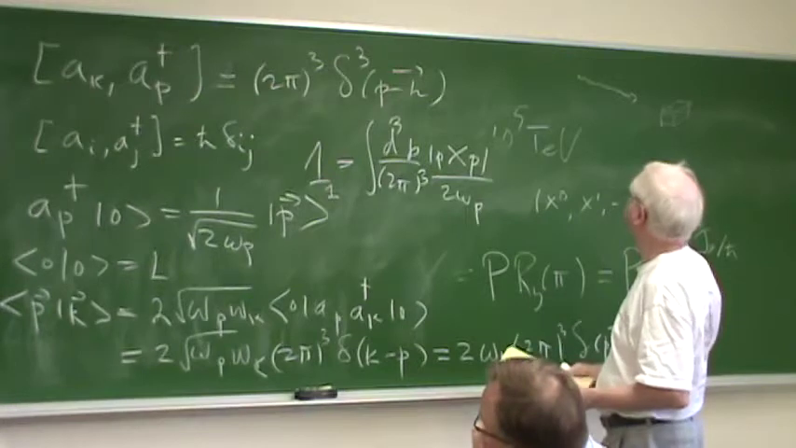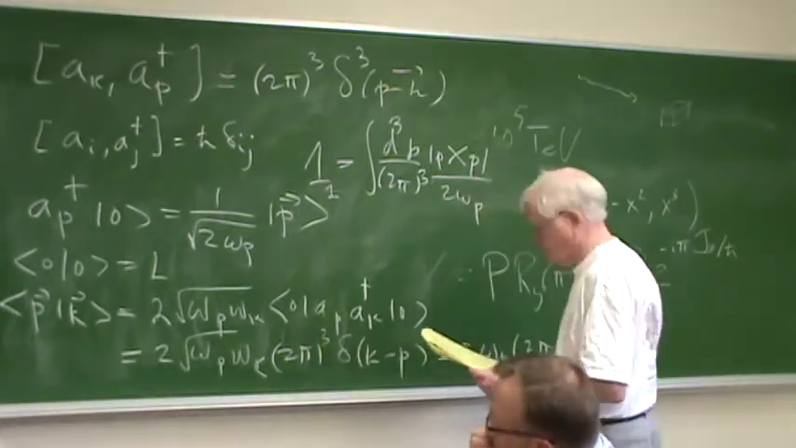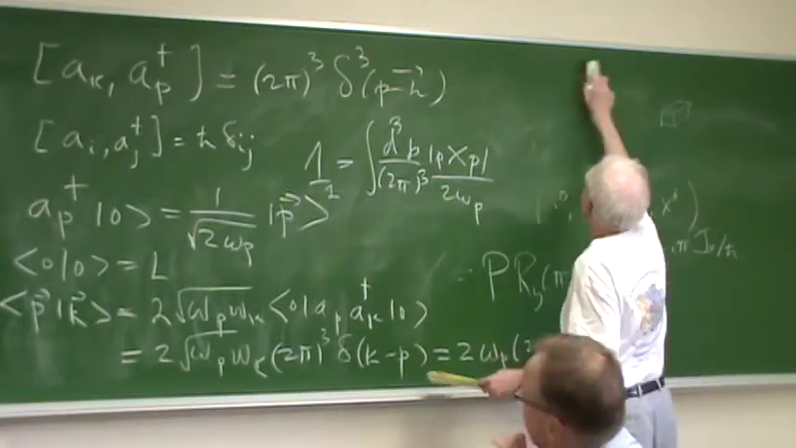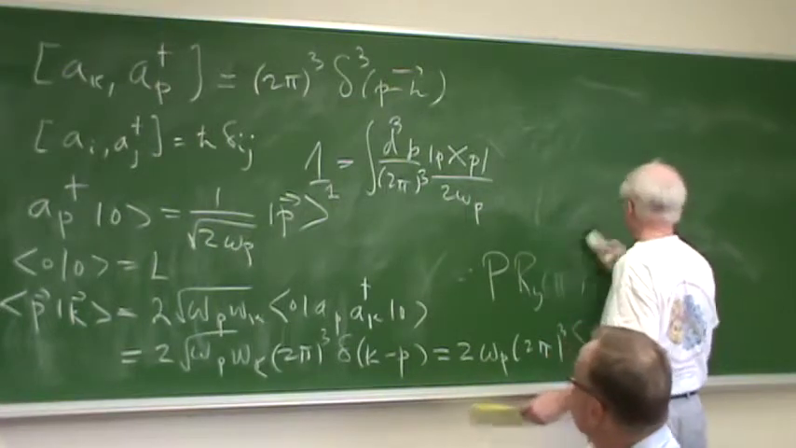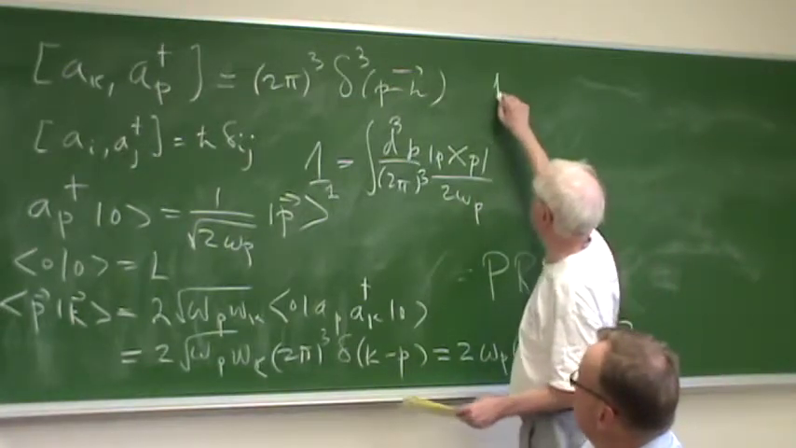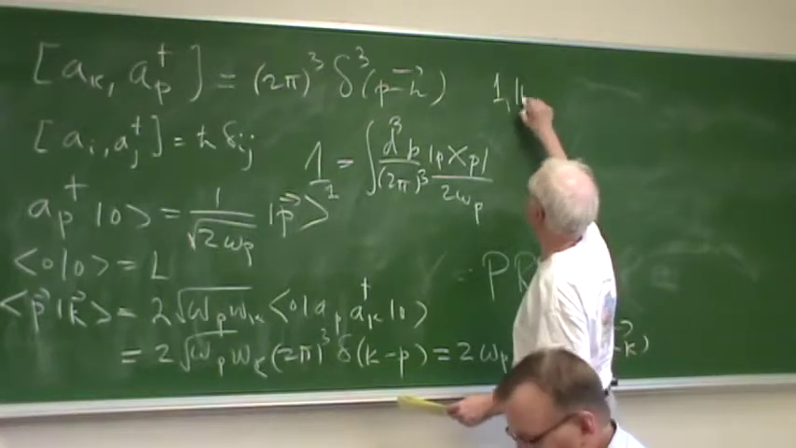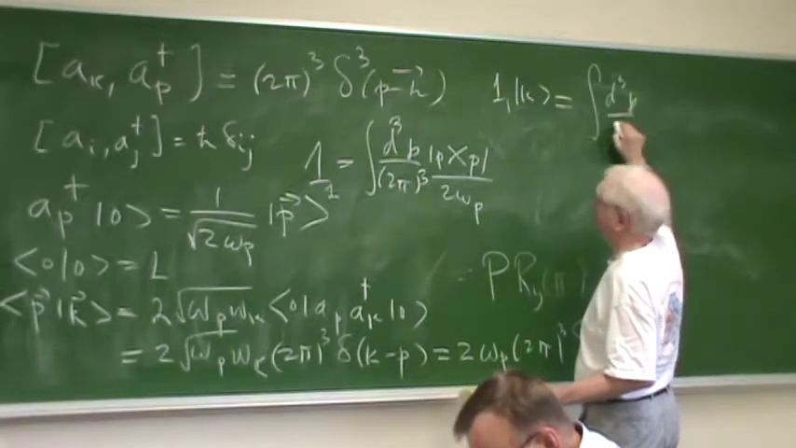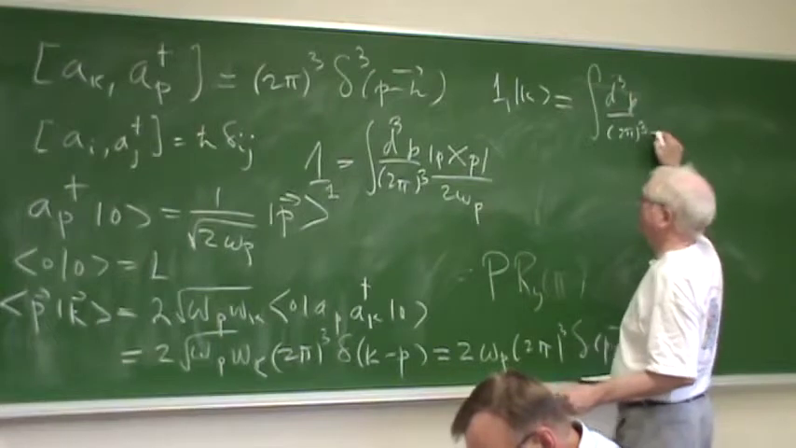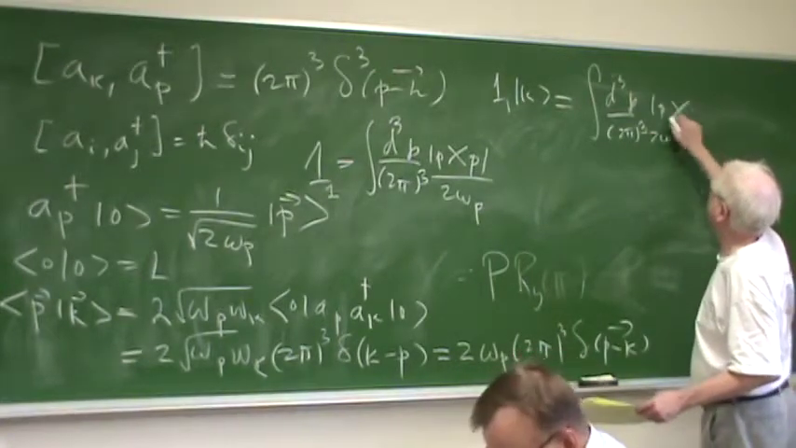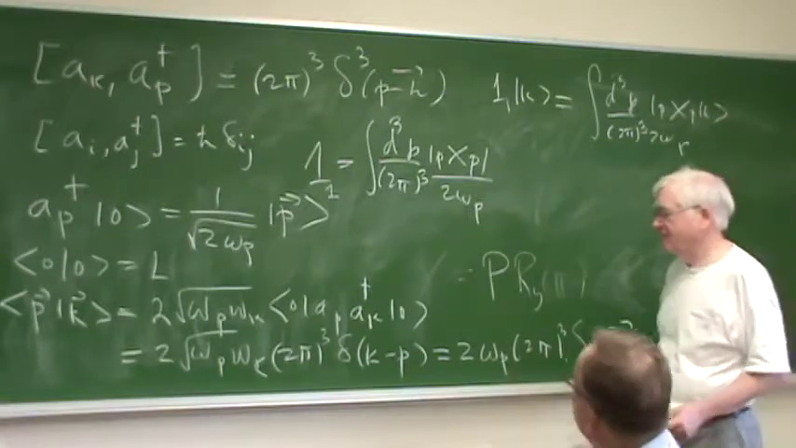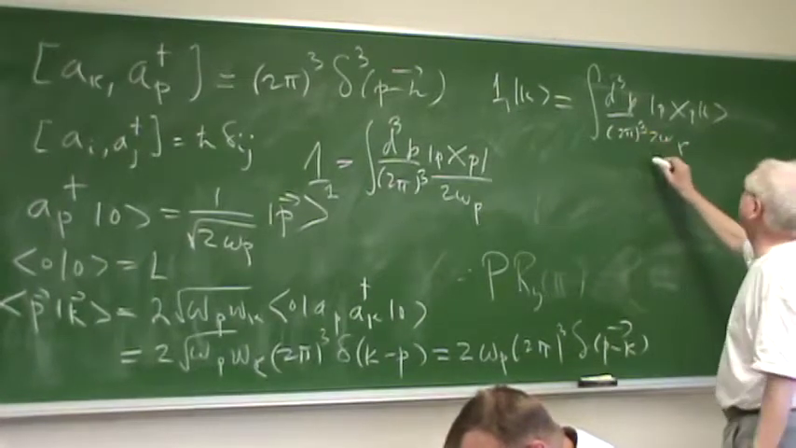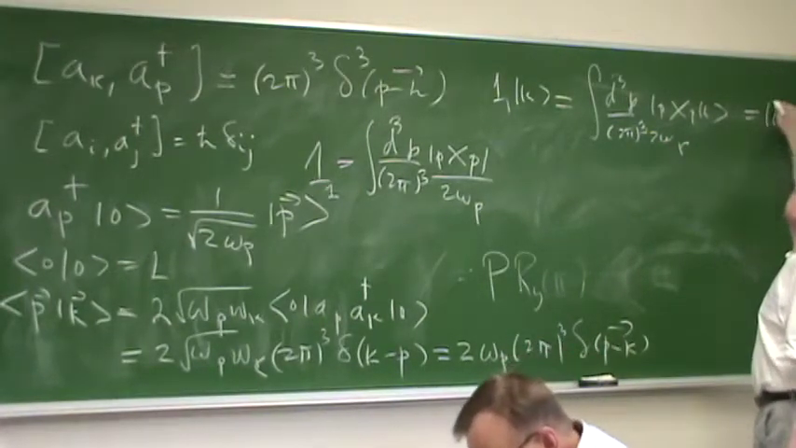Okay, why is this true? Well, if we act 1 sub 1 on the state k, say, what does that give us? That gives us an integral d^3p over (2π)^3 2 omega p, |p><p|k>, but then <p|k> is 2 omega p, which cancels, (2π)^3, which cancels, delta p minus k, so that's just |k>.